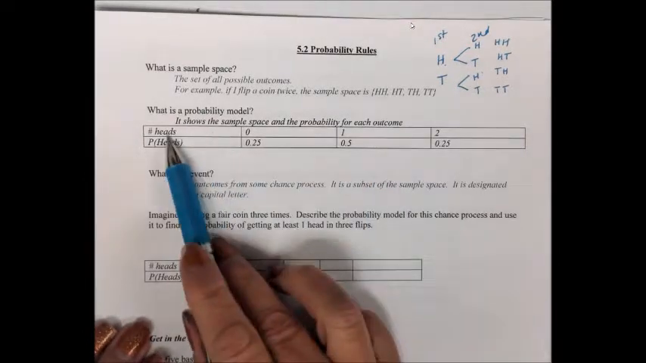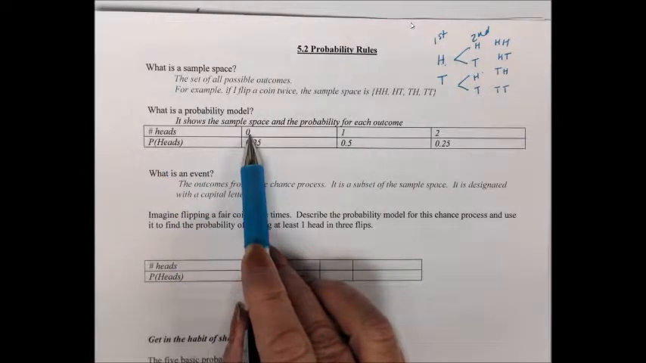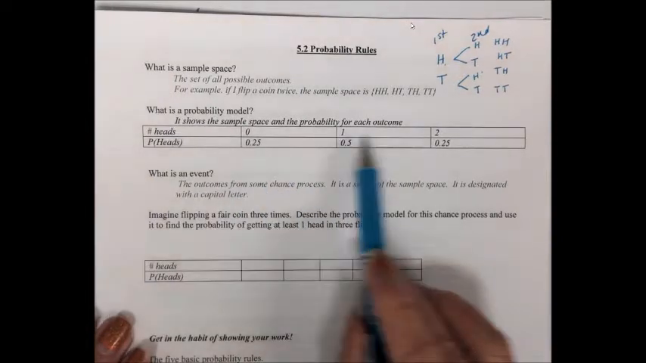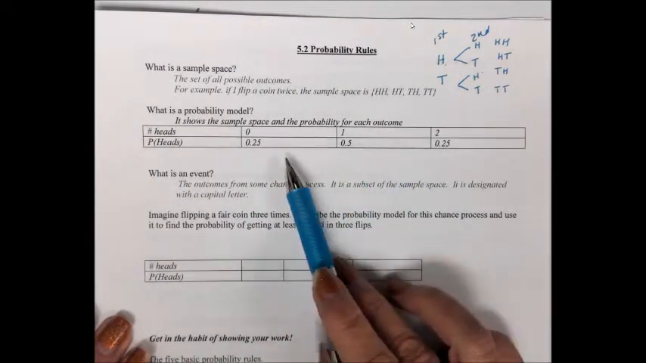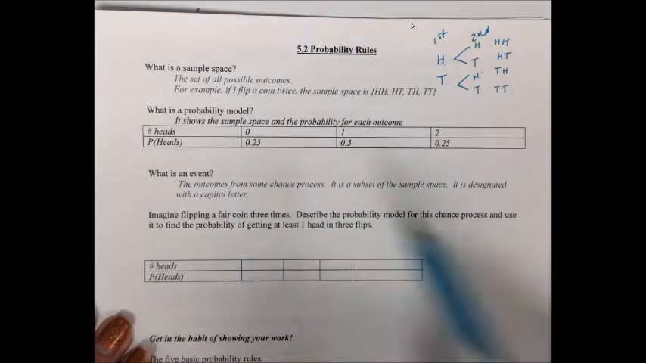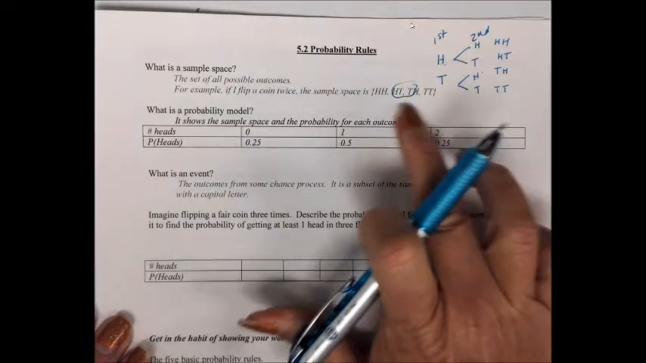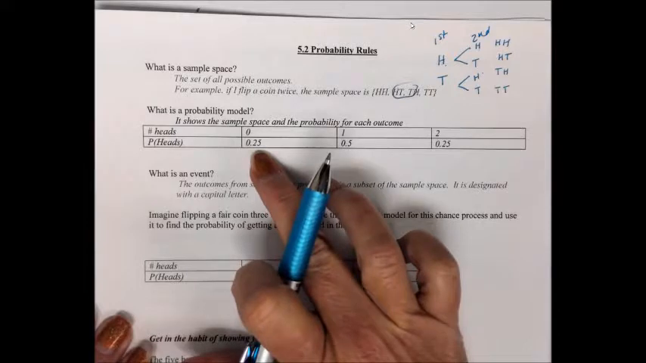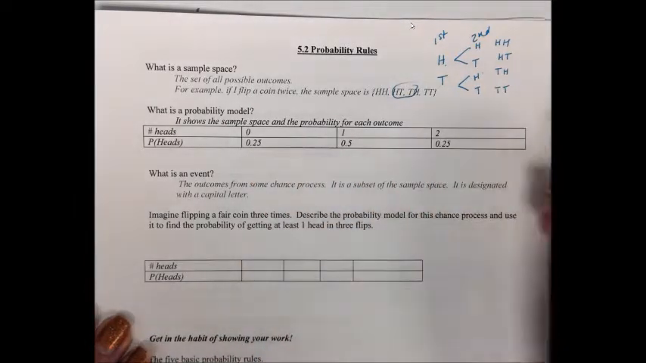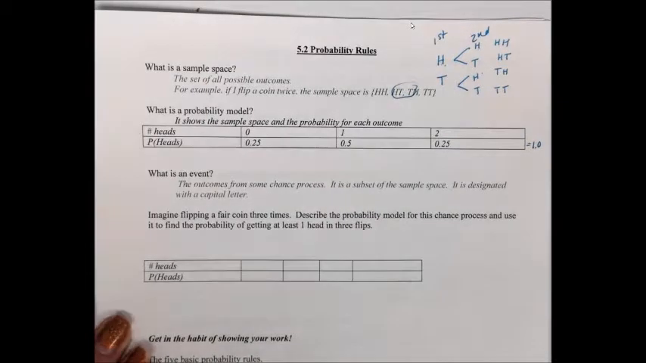For example, I'm going to have the event be the number of heads. If I flip it twice, I can get no heads, I can get 1 head, or I can get 2 heads. So I have to list all the possible outcomes, and then what's the probability? Each one of these had a 1/4. Notice that the probabilities should add up to 1 whole. So everything should be represented.